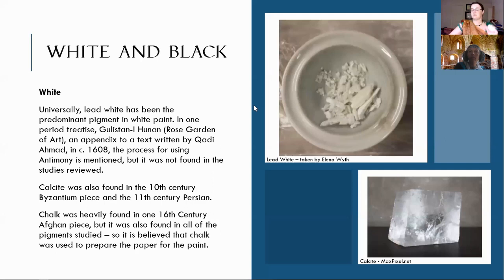So, gonna get into the nitty-gritty. White and black. So first, white. Universally, lead white was your white pigment. If you see white, you see lead white. In Kadi Ahmed's book, he talks about using antimony, but it hasn't been found yet. So I'm not sure if it was something that was actually used or if he just threw that in there for grins. Calcite has also been found, and chalk has been found. The chalk is also a size, so some of the studies, they weren't sure if that was there as pigment or there as part of the size on the paper.